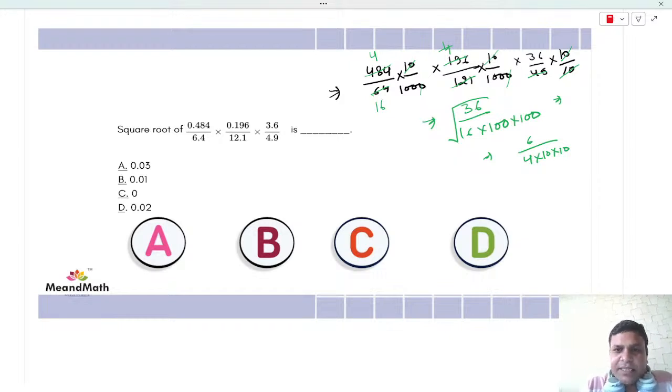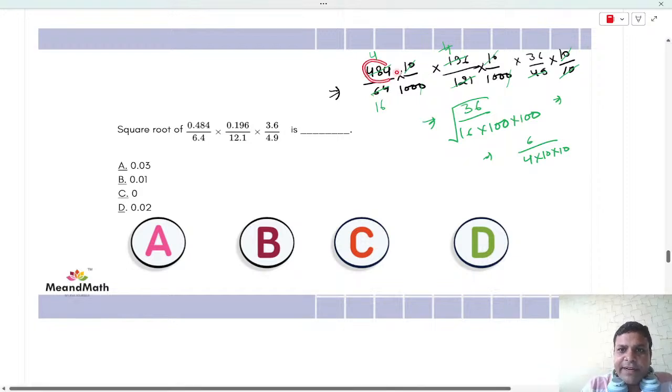Okay, let's look again. 484 upon 64, 1 decimal, so 10 here; 3 decimals, so 3 zeros here. 196 upon 121, again 10 upon 1000. 36 upon 49, 10 upon 10 here. Now 121 is cancelled out by 4. 49 is 49 and 196 is cancelled out by the 4. So 1, 4 here, 1, 4 here, 36 here, 64. This 64 is cancelled out with 16.